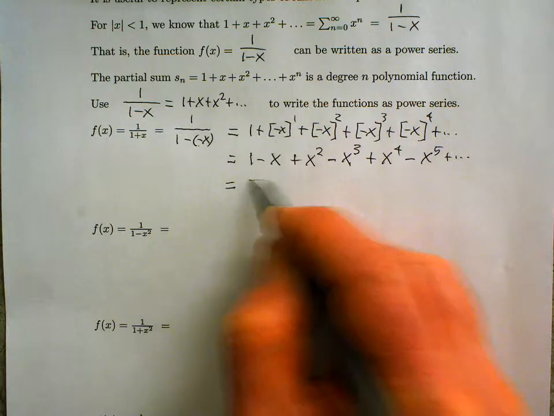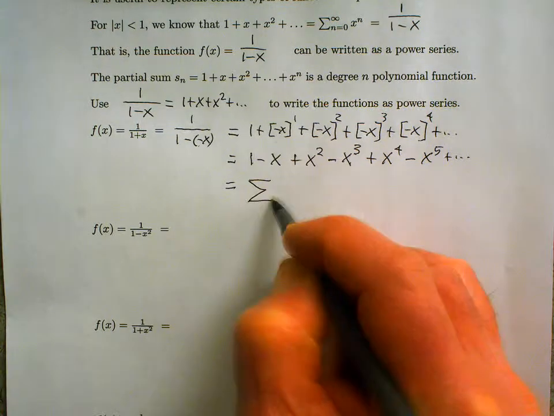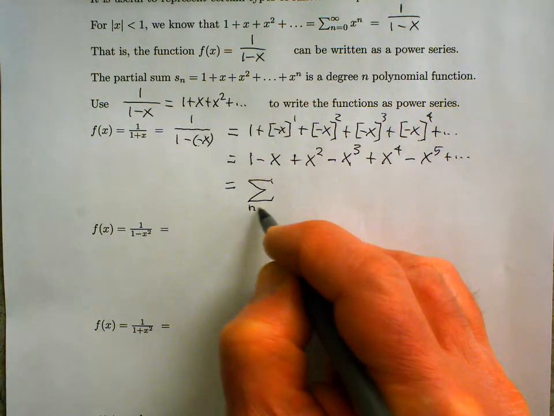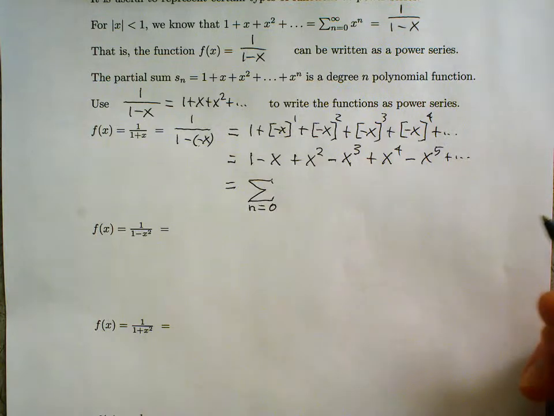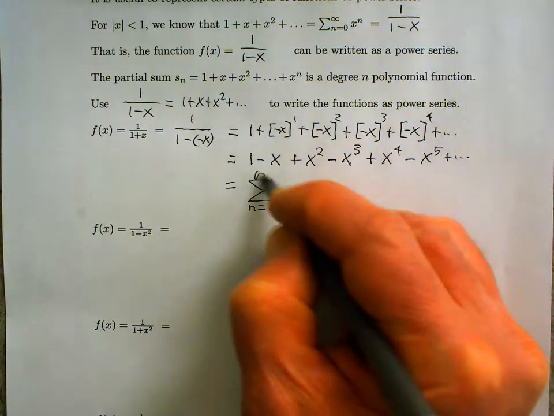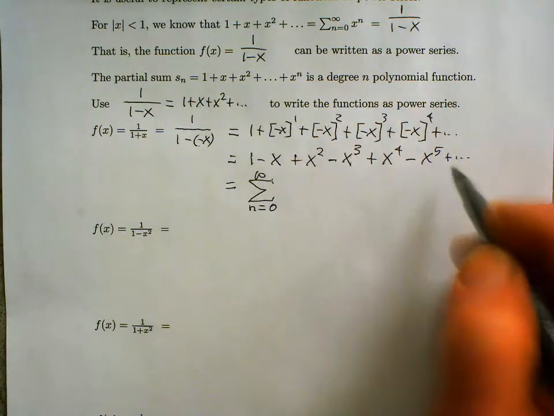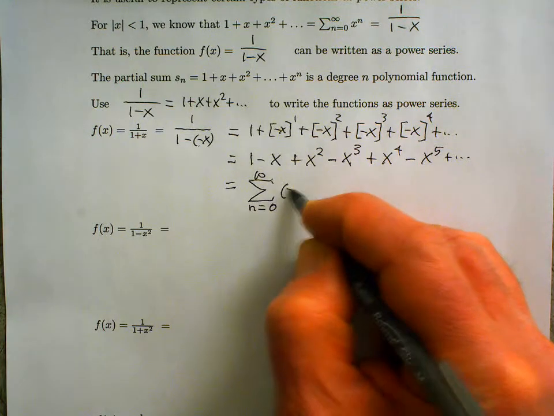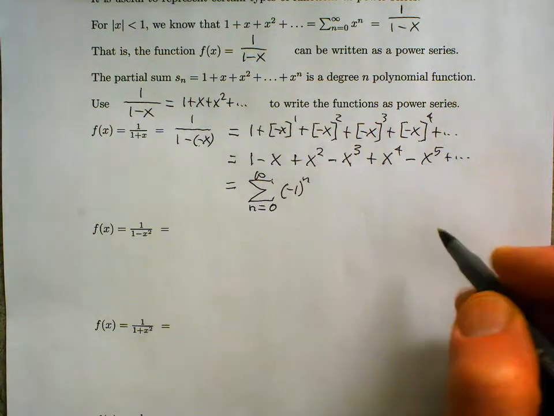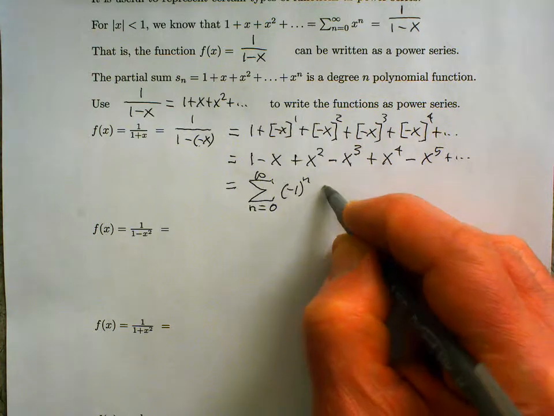And then in sigma notation, we can write this as the sum when n starts at 0 and goes to infinity. And it's an alternating series, I mean. So it's negative 1 to the n times x to the n.